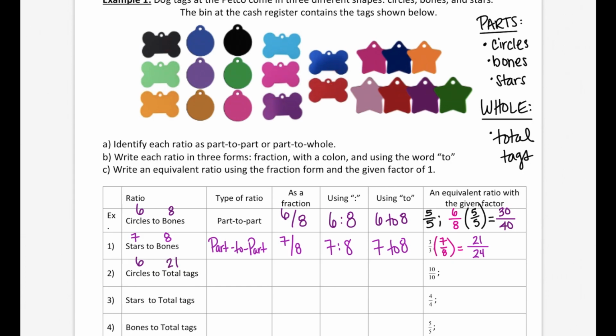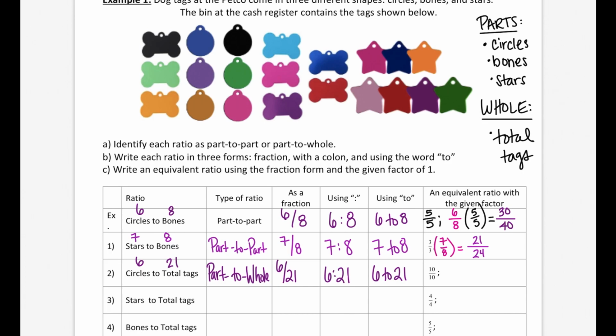Now circles, that's part of the total, but total tags represents the whole. So this would be an example of a part to whole ratio. Now fill in the rest. As a fraction, this would be 6 to 21. Using a colon, 6:21. And the word "to", you guessed it, 6 to 21.